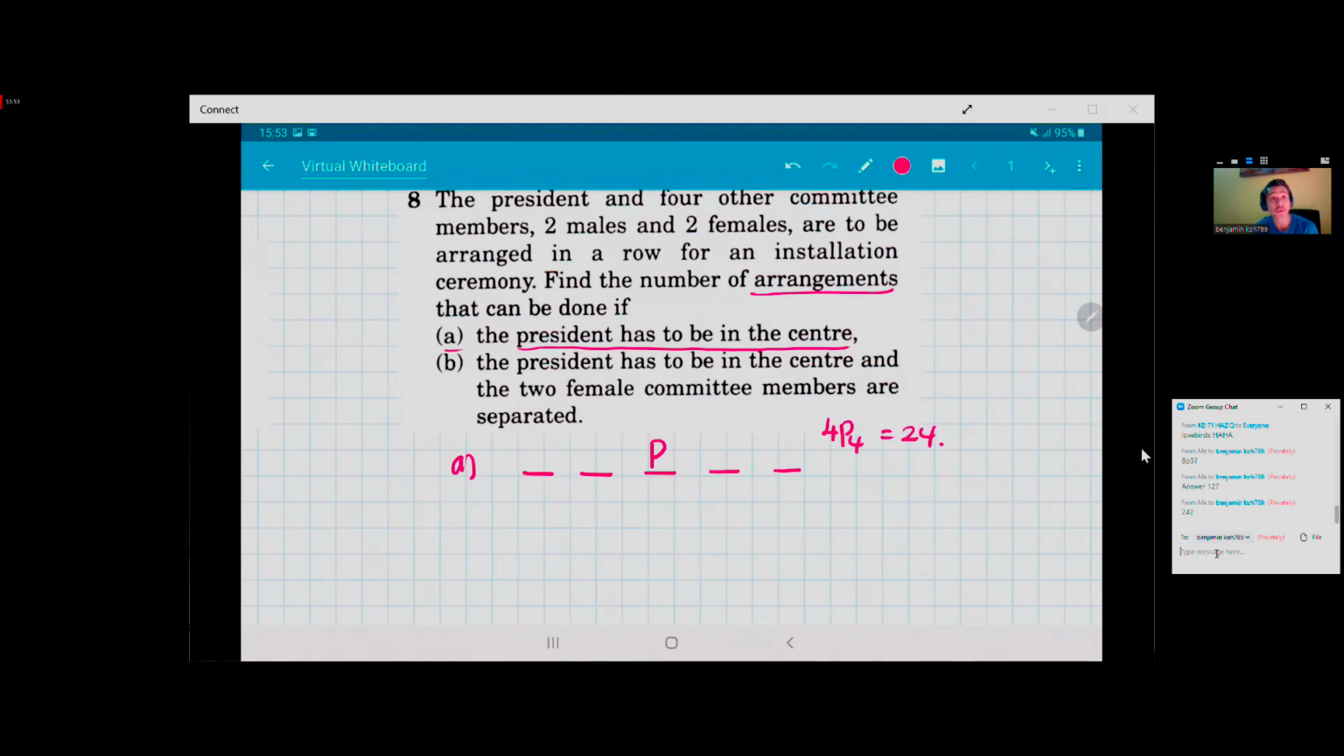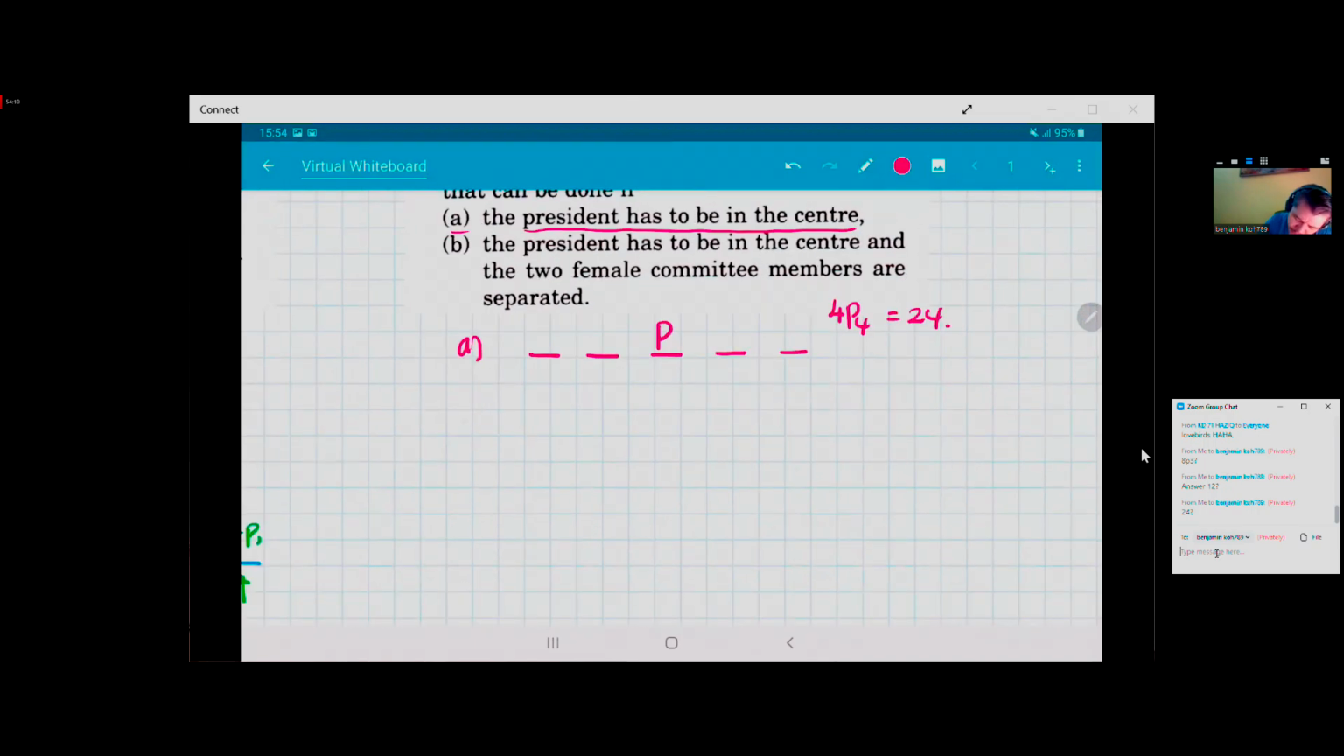Okay, that's good. All right, correct. Now, next one, what about part B? The president has to be in the center and 2 female committee members are separated. Okay, remember I said to do separate is much harder. Let's do together. That means, for part B here, we have 1, 2, 3, 4, 5.